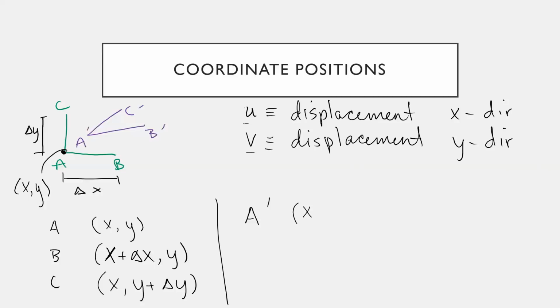I started at x, but then I added this U function evaluated at x comma y. So at x comma y, I put that into this function U, I get some value out. That's how much I moved to go from A to A prime. That's how much I moved in the horizontal direction. And then in the vertical direction, I start at y, and I have a function V that I evaluated at x comma y. Any questions about how I did that?